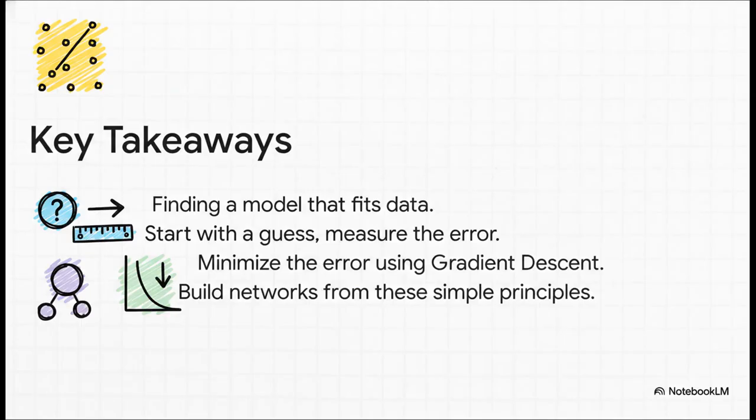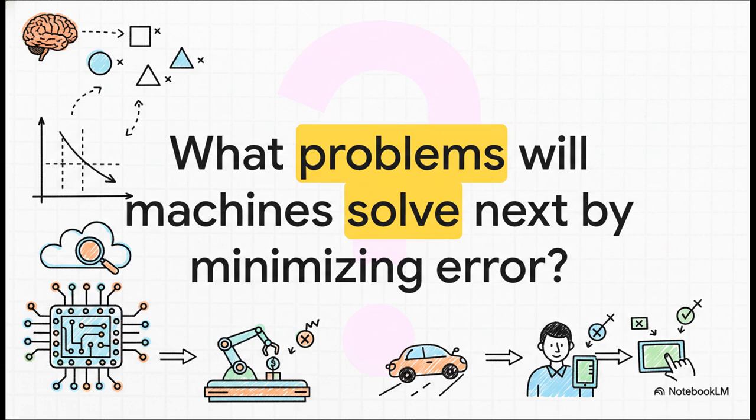So, let's wrap this all up. Let's boil it down. Machine learning is really just about finding a model that fits some data. It all starts with a simple guess, it measures how wrong it is, and then it gets better by trying to minimize that mistake, usually with something like gradient descent. And what's so amazing is that even the most powerful AIs out there are all built on these same simple core ideas. And that kind of leaves us with a pretty wild thought, doesn't it? If learning is really just this mathematical process of minimizing mistakes, what are the next huge problems we can teach machines to solve just by showing them their errors over and over again? Definitely something to think about.